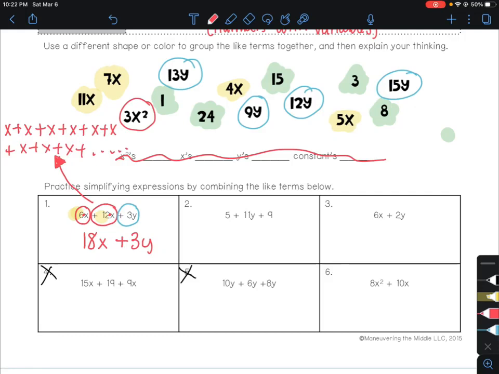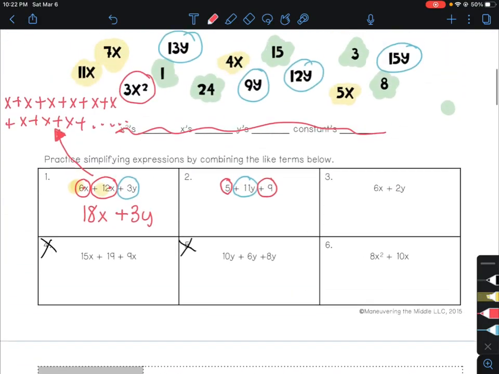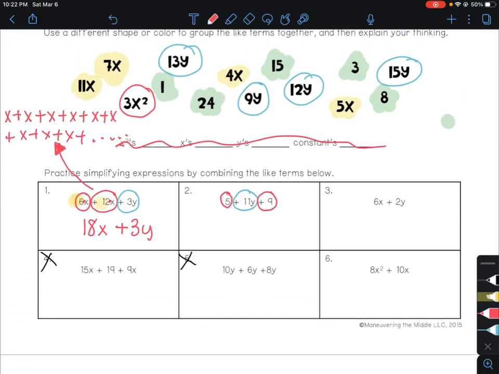For number 2, we have 5, which is just a constant, being added to 11 times y. So I'm going to circle the plus 11y, being added to a plus 9. So notice that when I'm circling my terms, I'm also getting the sign that's right in front of that term. That's very, very important because when we go down a little bit onto the back side of this page, we're going to be using subtraction, and the order matters in a subtraction problem. Okay, so I have 2 things circled in red, my constants, and I'm just going to put those together. So ignoring the middle, it just says 5 plus 9, which is 14.